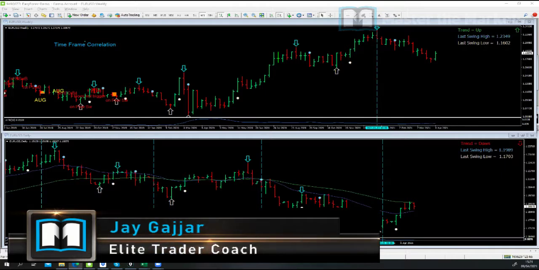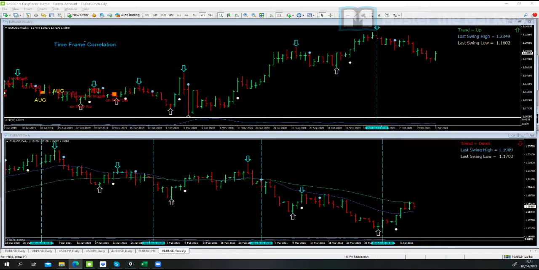And today what we're going to talk about is time frame correlation. You might have heard the term before when relating to trading, in trading meetings or presentations. Time frame correlation is when you look at the charts.